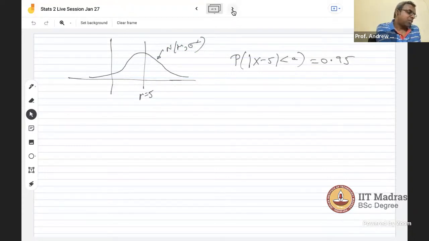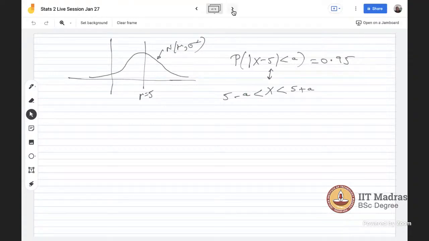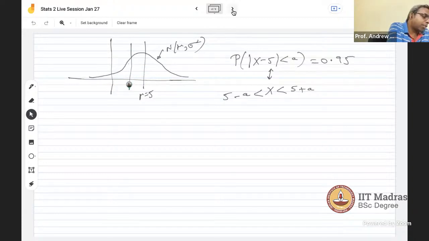So there are various ways in which you can do this problem. You can do it in so many different ways. Maybe I'll just do it the slightly laborious way. So this is the same as what? X being less than 5 plus a and greater than 5 minus a. Is that okay? Yes, sir. So that's this area, between 5 minus a and 5 plus a. And the area is here, isn't it?